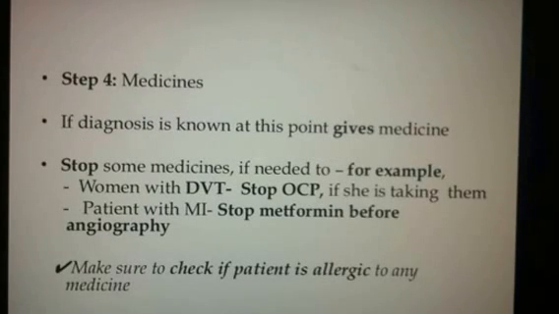Step 4 is medicine. If after initial labs you already know the diagnosis, you can give the patient medicine, or at this point also see if you need to stop some medicine. For example, if the woman has DVT, stop oral contraceptive pills. If the patient came with signs and symptoms of MI, stop metformin, because you'll have to do angiography. But make sure you also check if the patient is allergic to any medicine.